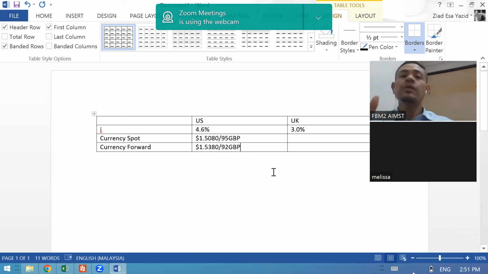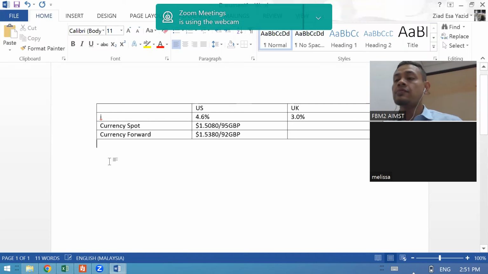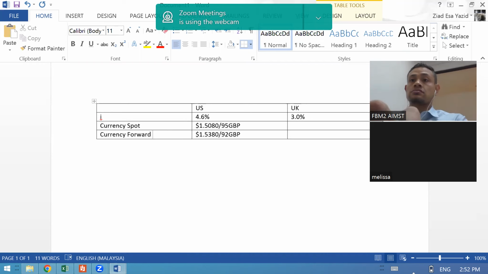The question will be somewhat like this, although it's not exactly the same. The important information is that you need to know the interest rate for each respective nation, and of course the currency spot and forward. This forward is 6 months.